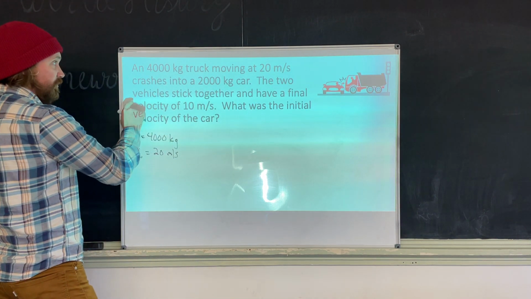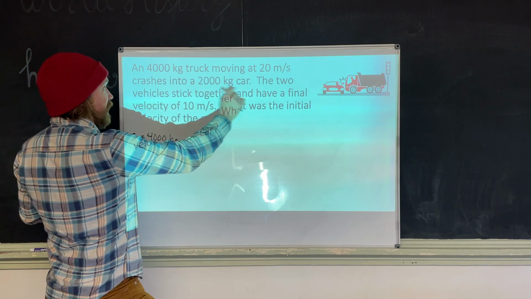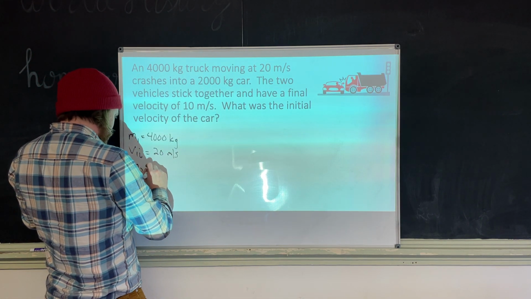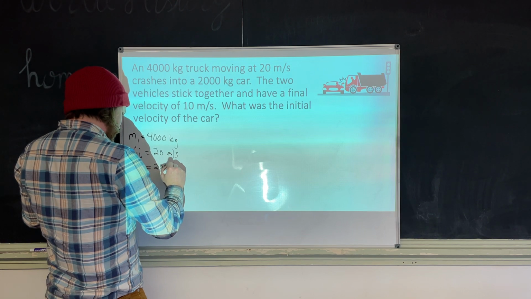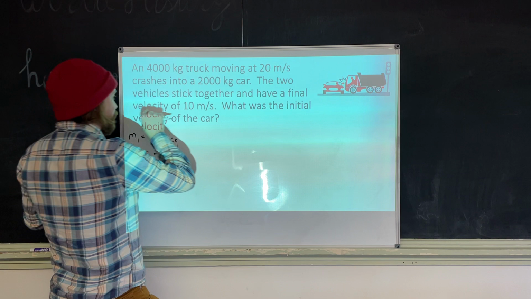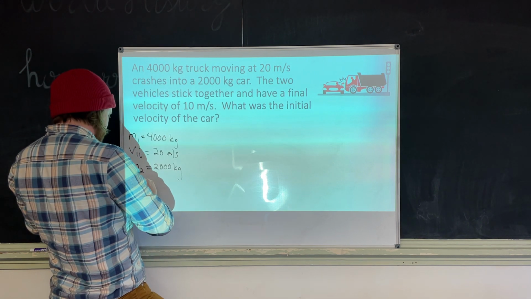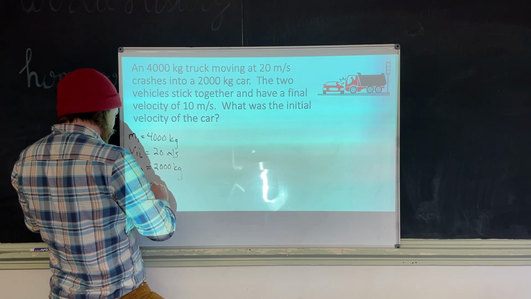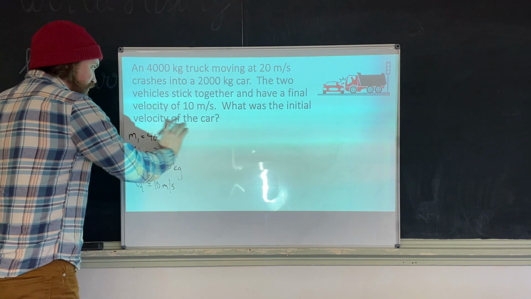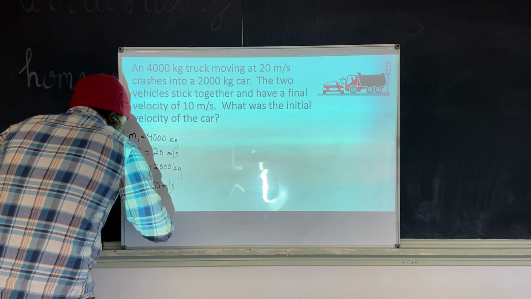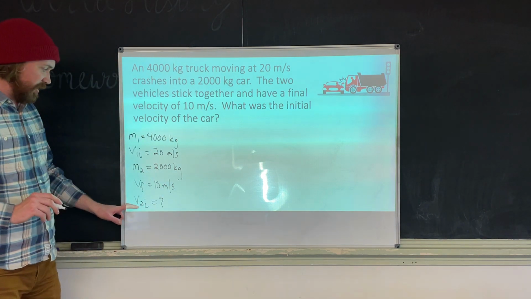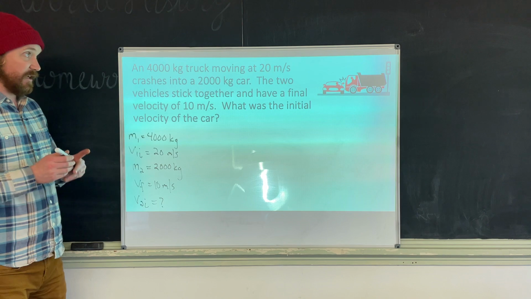It crashes into a 2,000 kilogram car. So we're going to say that the car, M2, is 2,000 kilograms. The two vehicles stick together and have a final velocity of 10 meters per second. All right, so they stick together and we know the final velocity is 10 meters per second. What was the initial velocity of the car? So we're looking for V2 initial. Remember, the car is the second vehicle, and we're looking for that initial velocity.